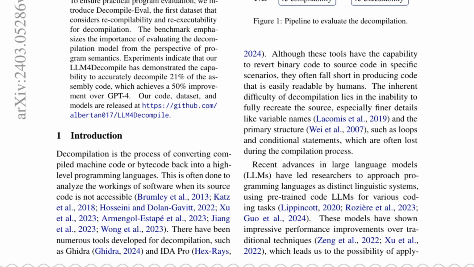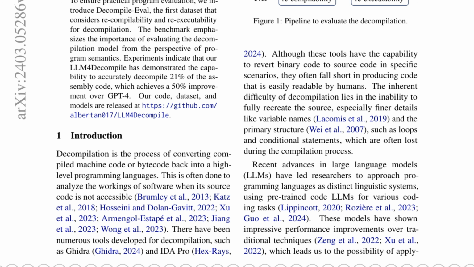1. Introduction. Decompilation is the process of converting compiled machine code or bytecode back into a high-level programming language. This is often done to analyze the workings of software when its source code is not accessible. There have been numerous tools developed for decompilation, such as Ghidra and IDA Pro. Although these tools have the capability to revert binary code to source code in specific scenarios, they often fall short in producing code that is easily readable by humans.